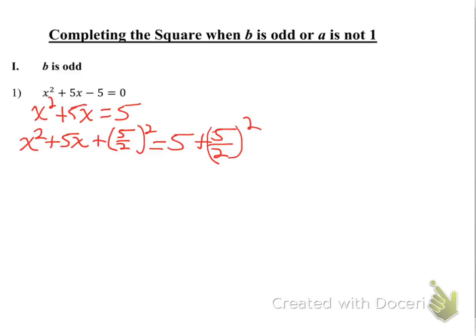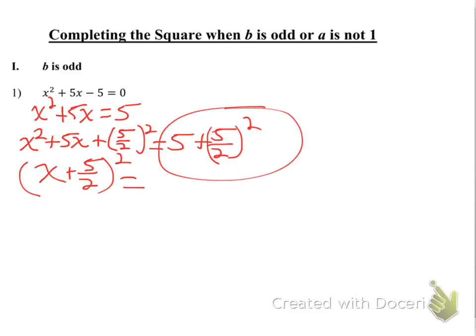So here I took half of b, right here, and then I squared it and added that to each side. So now I'm ready to factor this side. It becomes x, and this is a positive 5 halves, so plus 5 halves squared equals, and you can use your calculator for this part right here.